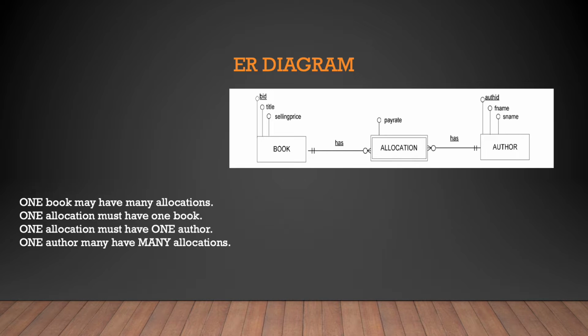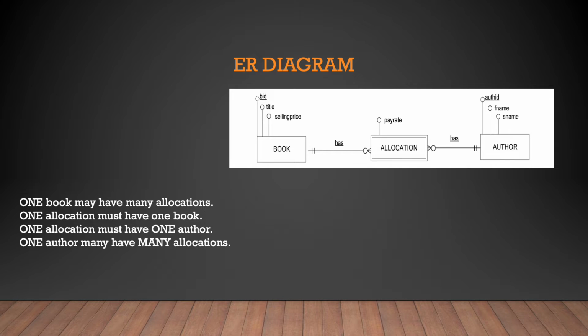A weak entity is an entity that cannot be uniquely identified by its attributes alone. Therefore, it must use a foreign key in connection with its attributes to create a primary key. The primary key is shown by an underline. So the primary key for book is BID and the primary key for author is author ID.